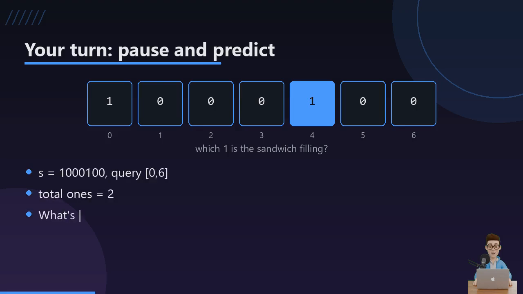Now it's your turn and there's no rush. Pause the video and try this yourself. The string is 1, 0, 0, 0 and you're allowed to work on the whole thing. There are already 2 ones in it. Find the best 0, 1, 0 sandwich, add its gain to those 2 and see what number you land on. Give it a real try, then press play and we'll check it together.